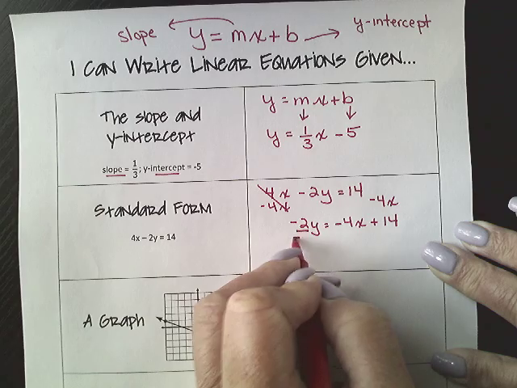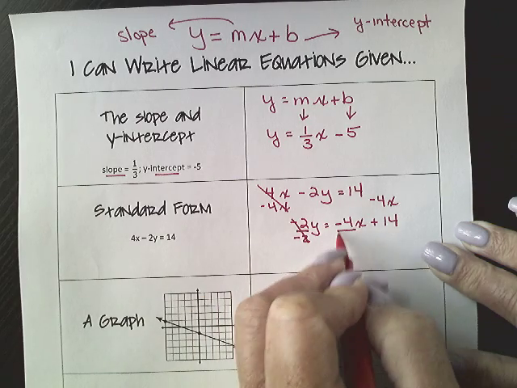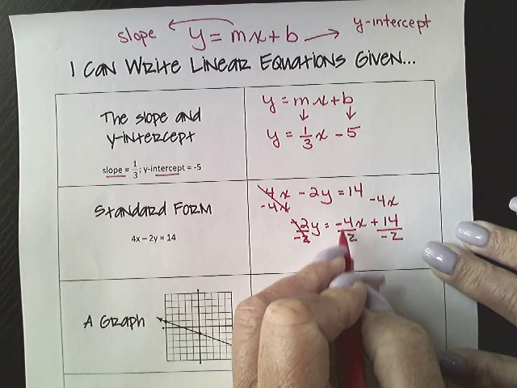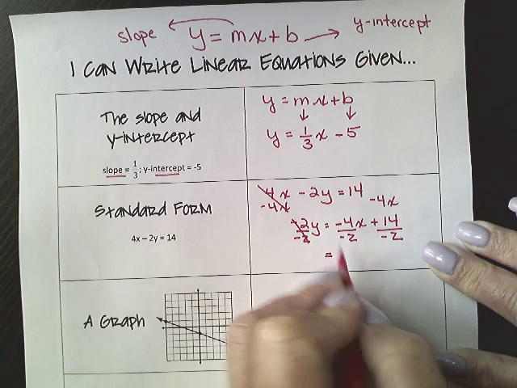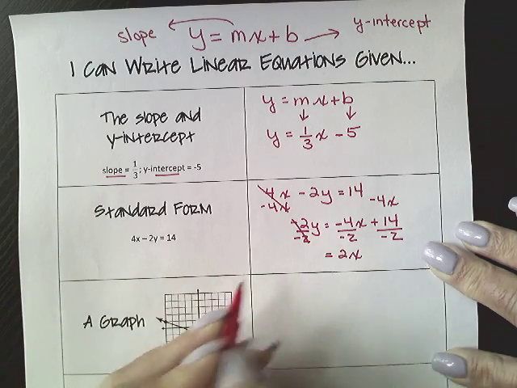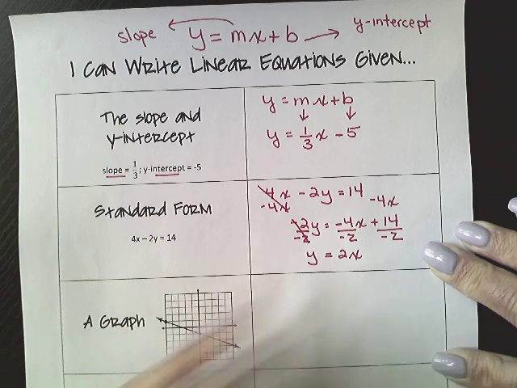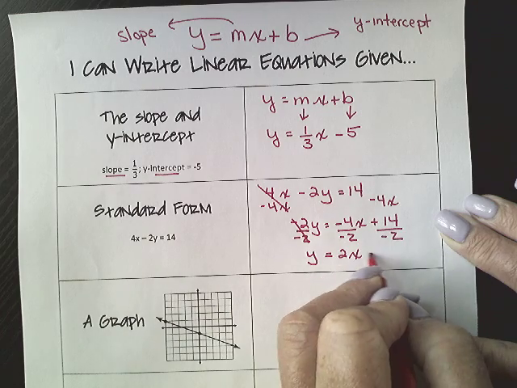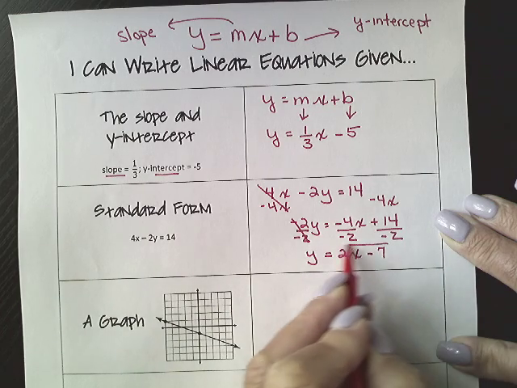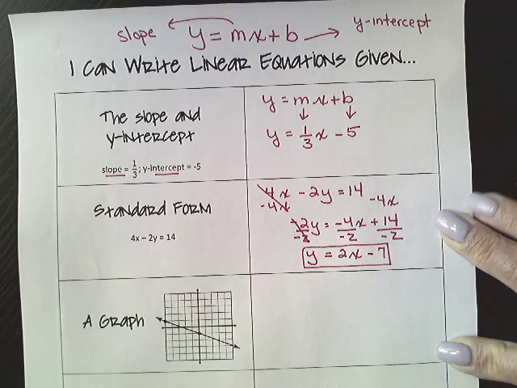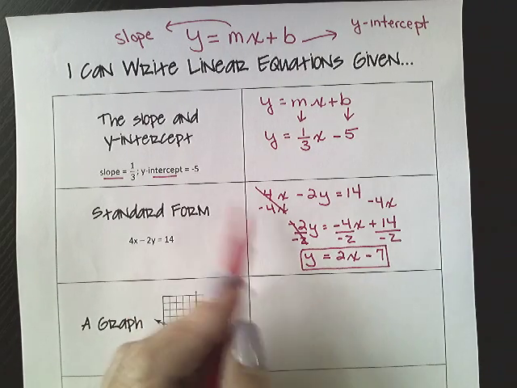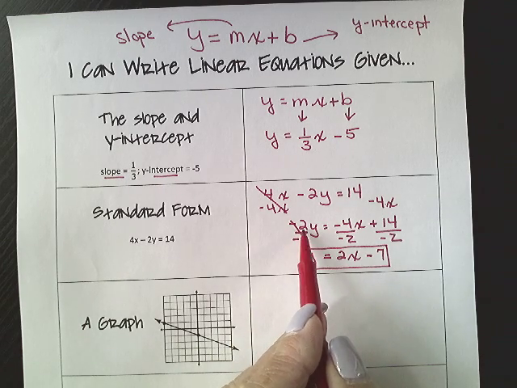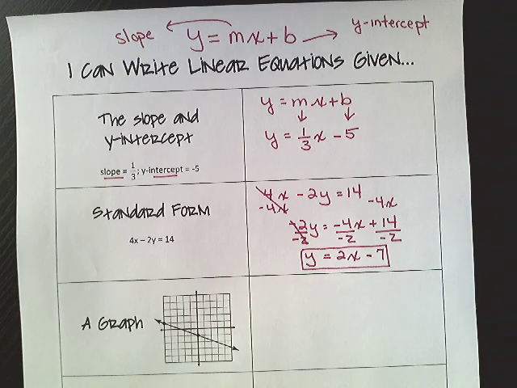I'm going to divide by -2, all parts. -4 divided by -2 is equal to a positive 2x. Now I cancel these out, so I'm left with just y. And then 14 divided by -2 is going to be -7. So I had to change from one format to the other. Standard form, just move your x over first. And then if there is a coefficient with the y, divide every term by that number.